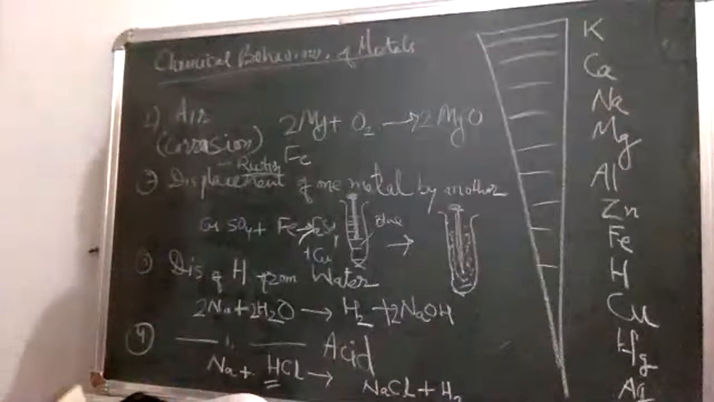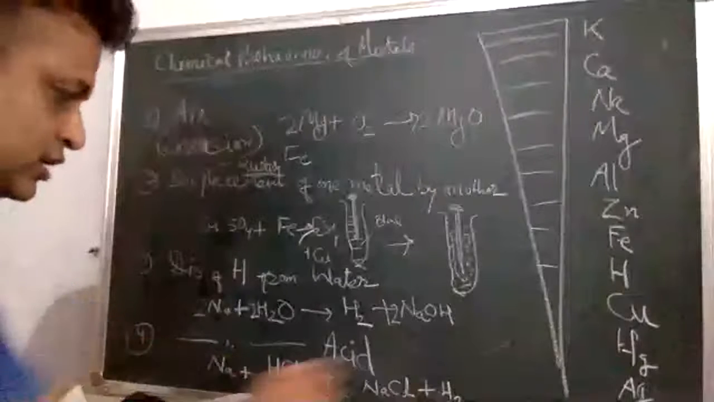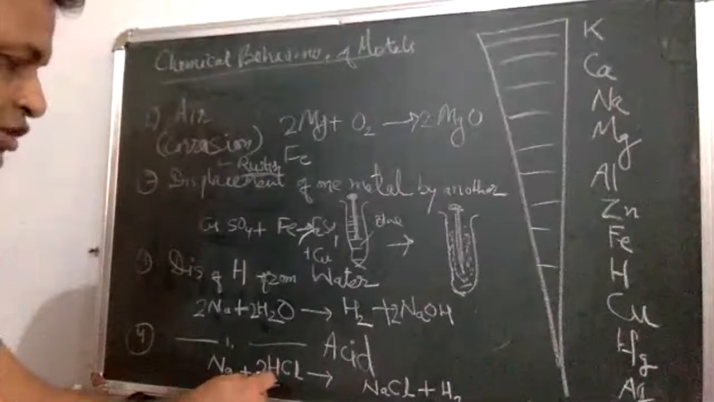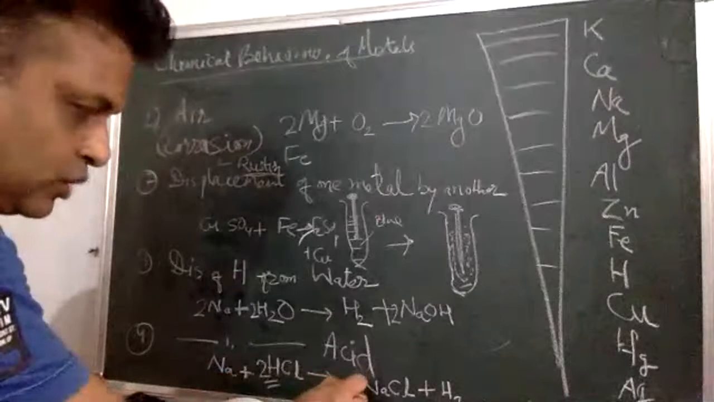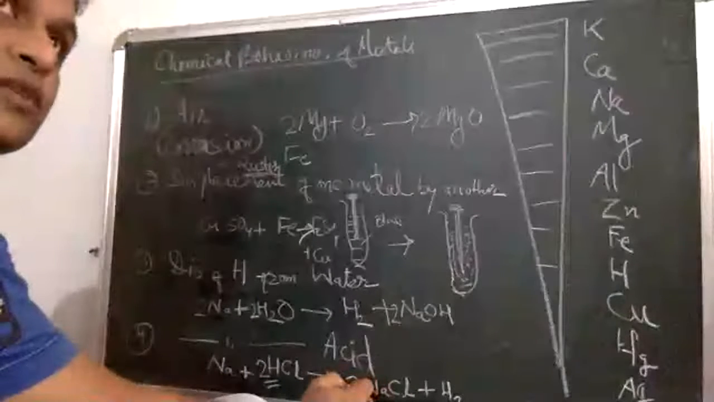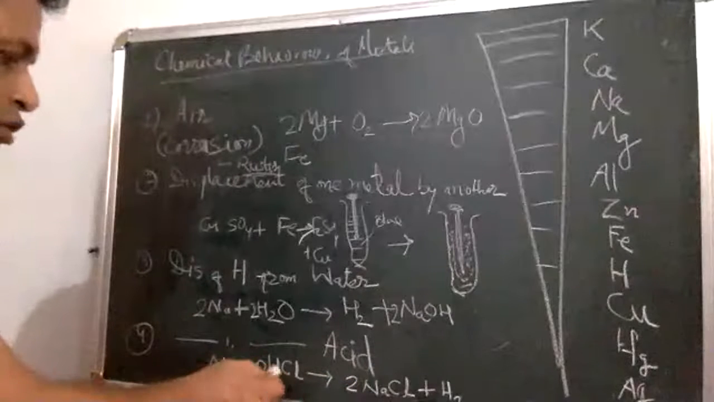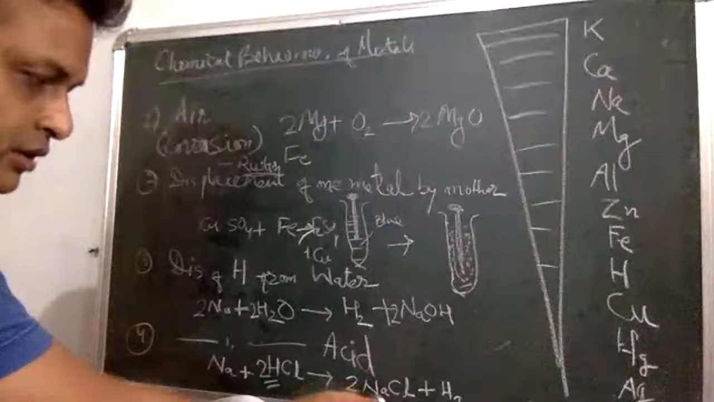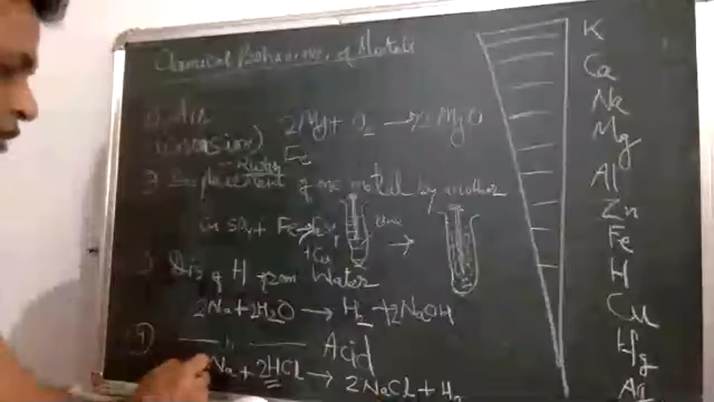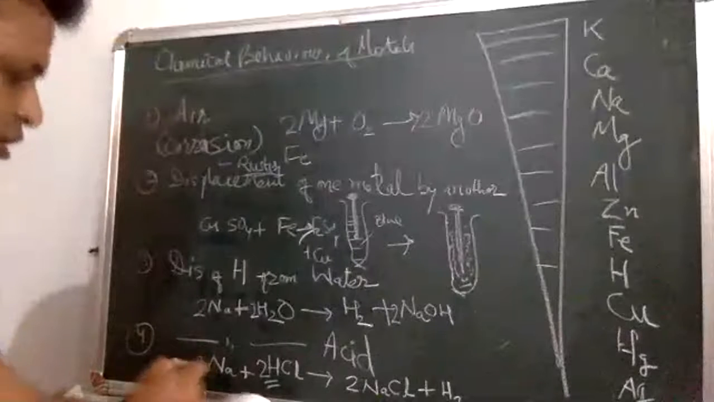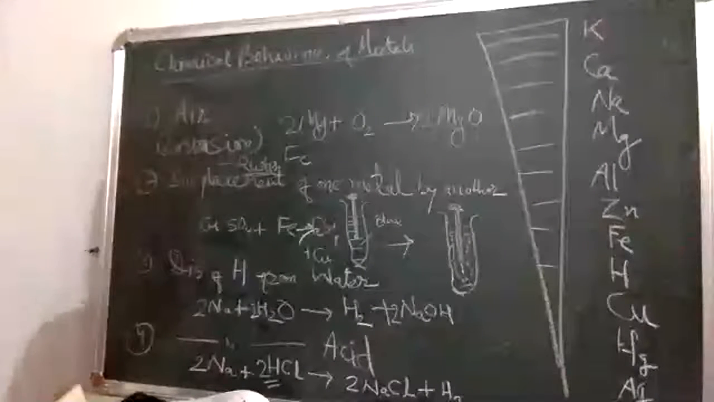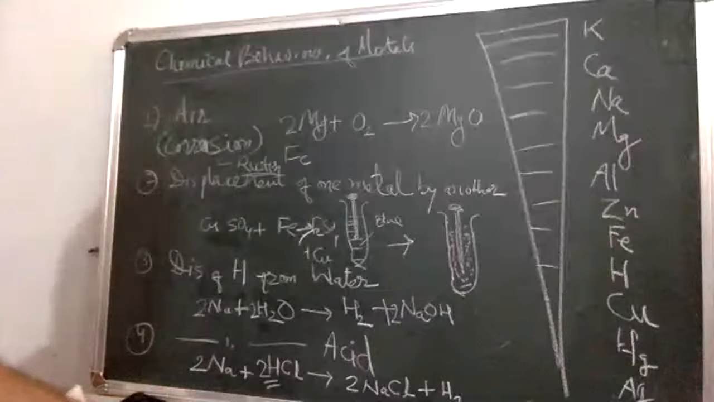separated. So if you want to balance this equation, hydrogen is 2 here, so we have to keep 2 here. Now hydrogen is balanced. Now chlorine is 2, so we have to keep 2 here, so that chlorine is now 2. Now sodium is now 2 here, so on the left side we'll keep 2 here. Now the equation is balanced.